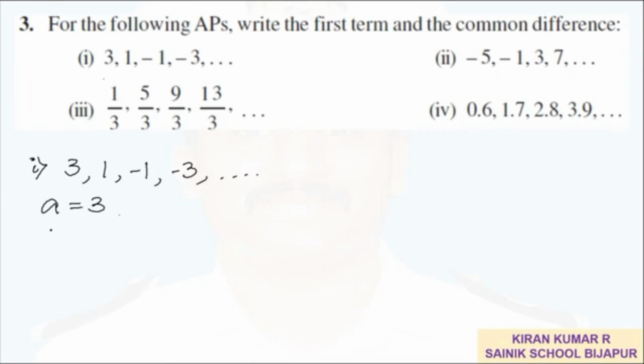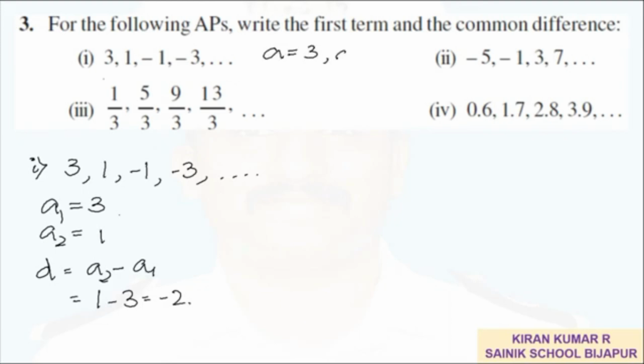The second term is 1, the common difference is a2 minus a1. Here 1 minus 3 will become minus 2. The first term is 3 and the common difference is minus 2.